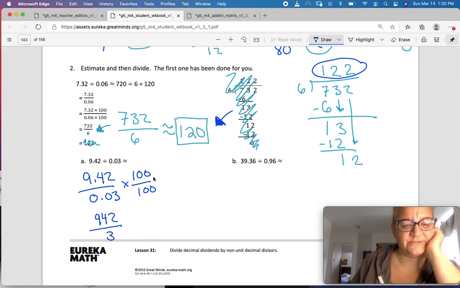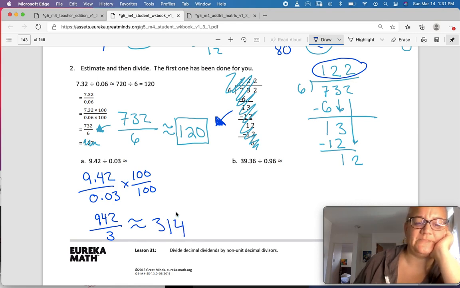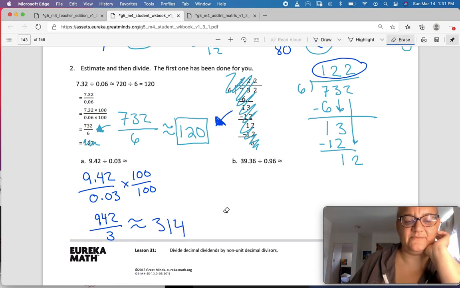See that? 2 zeros here, so I moved the decimal 2 spaces. Now, my estimate, well, 3 goes into 9 3 times. 3 goes into 4 1 time. That would be 12 left over. I mean, my estimate's 314. But for the sake of being closer to an estimate, I can do this problem in my head. I'm going to do 310.